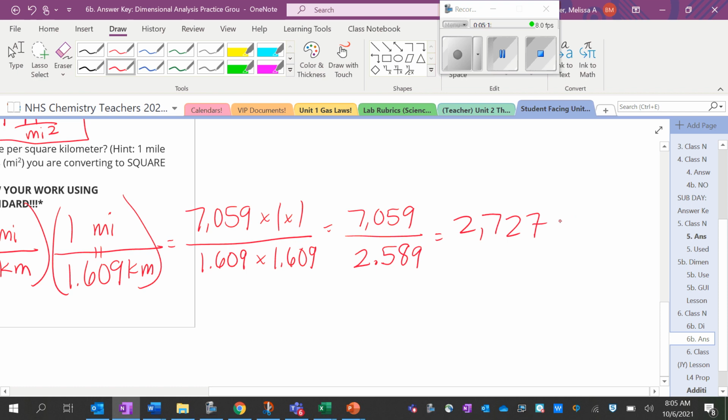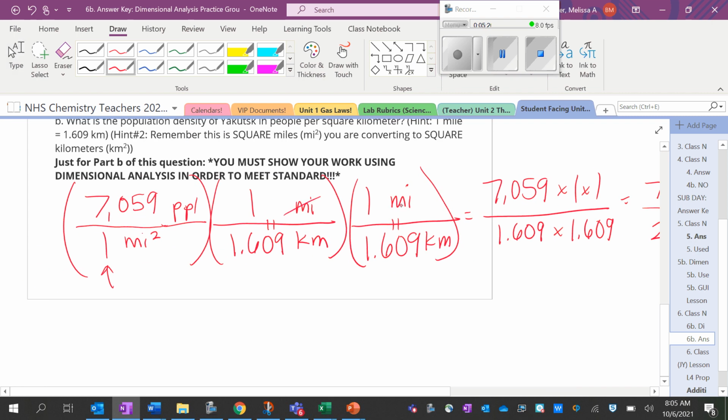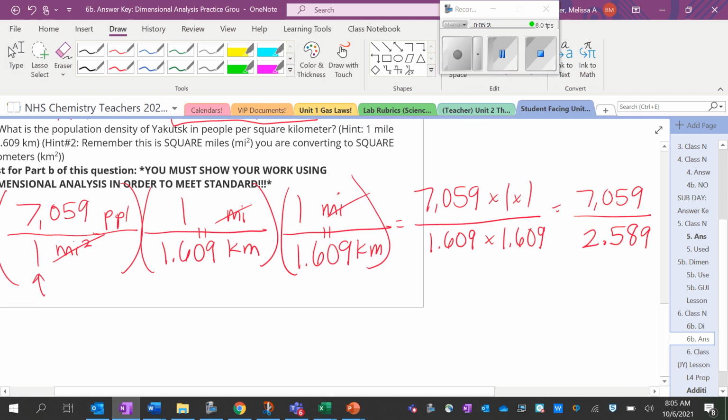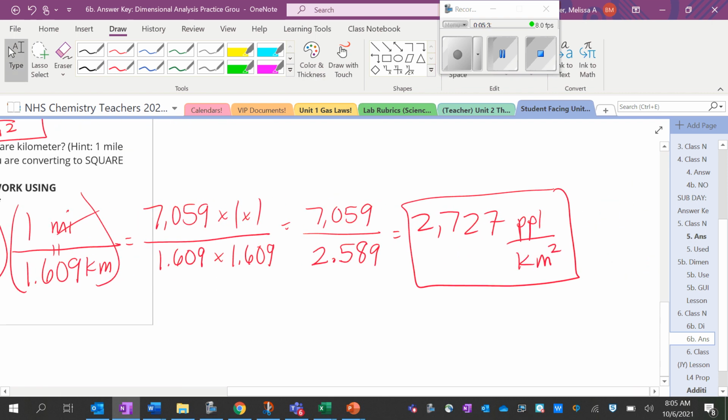So now we've got people per kilometers squared. And going back to here, miles is canceling out with miles 2 times. So yep, people per kilometer squared. Yay!